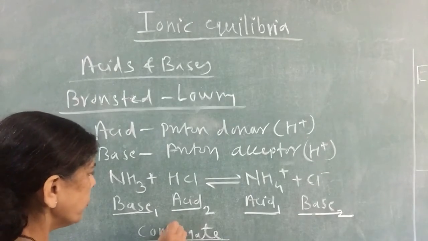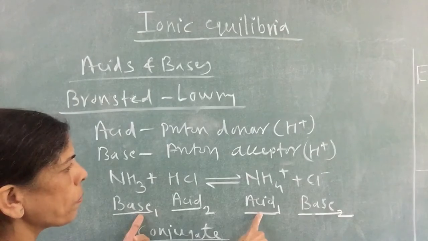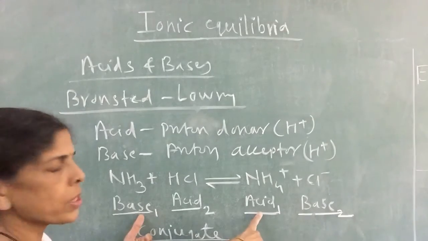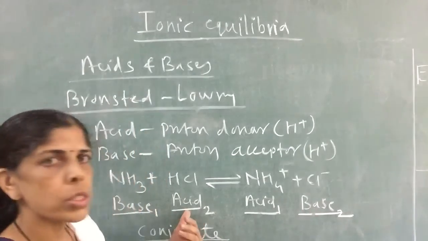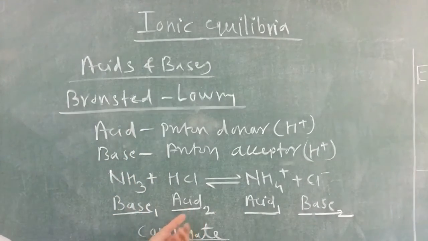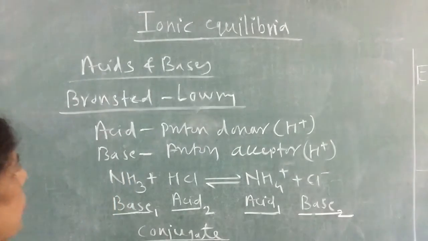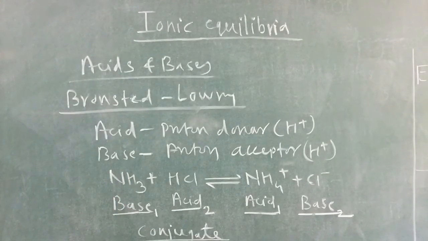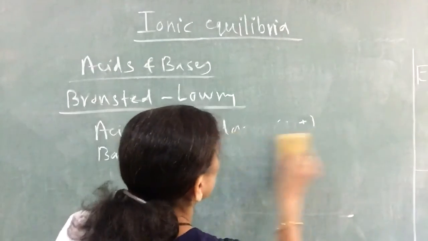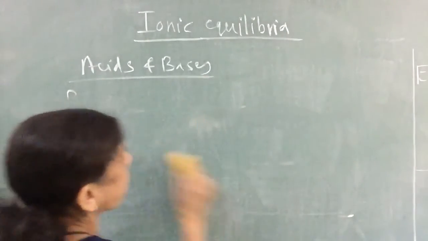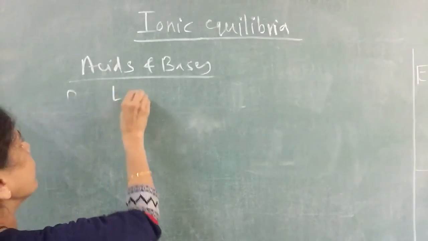Now, if you write number 2 for the pair NH3 and NH4 plus, and number 1 for the HCl and Cl minus pair, that is also okay. Now, this is about Lowry-Bronsted theory. Now we will go to Lewis theory. The next theory is Lewis theory.